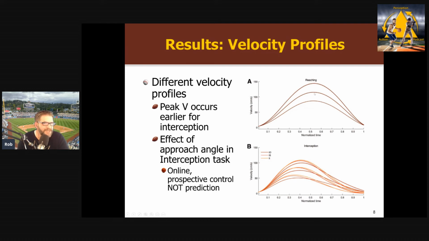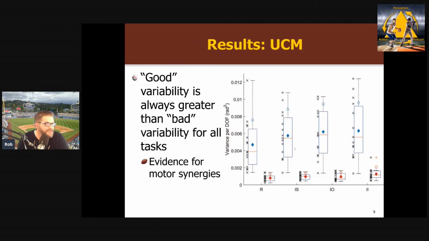And it also supports the idea within this study that the different constraints of the reaching versus interception tasks are organizing the system differently. And so let's look at that in a bit more detail. The next thing that they did was to look at the uncontrolled manifold analysis, right?